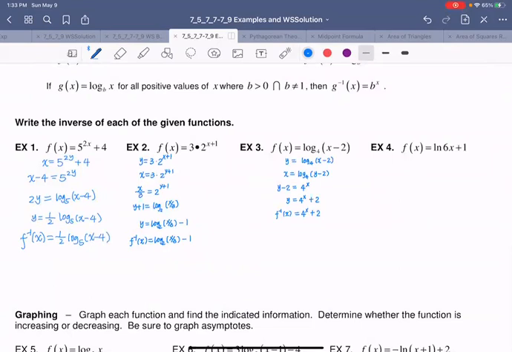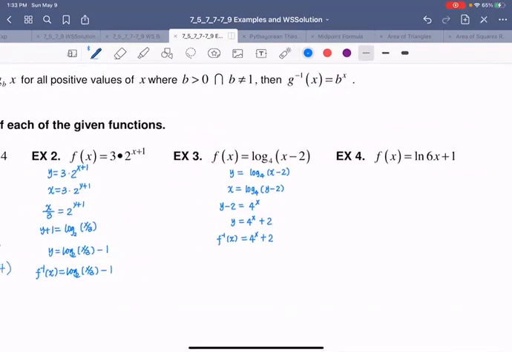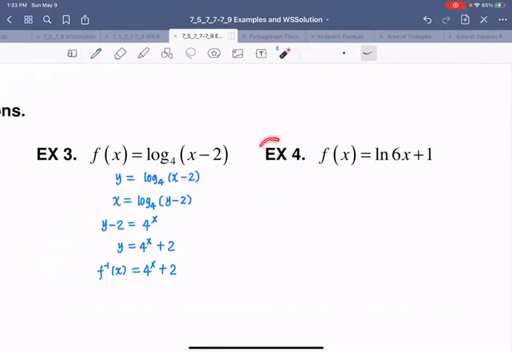Now let me call the next student, Brian. Let's do this one. We first replace this by y equals this, okay? And then we want to switch x and y. Go ahead, please. So x equals ln of y plus 1. Okay, next.